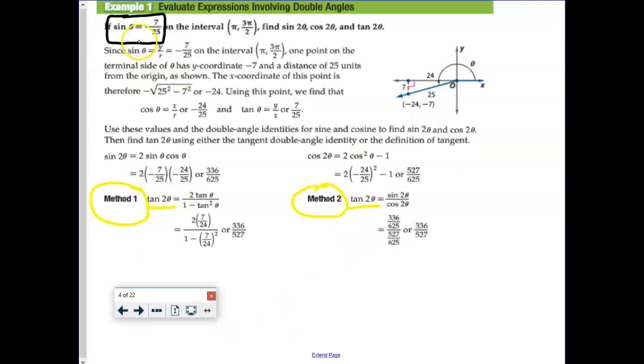All right, so here out of your book, they'd give you a clue. They'd say sine of some mystery angle is negative 7 over 25, and it's on the interval pi to 3 pi over 2. So they went ahead and drew a little triangle in quadrant 3. Is that the right spot? I mean, it better be.